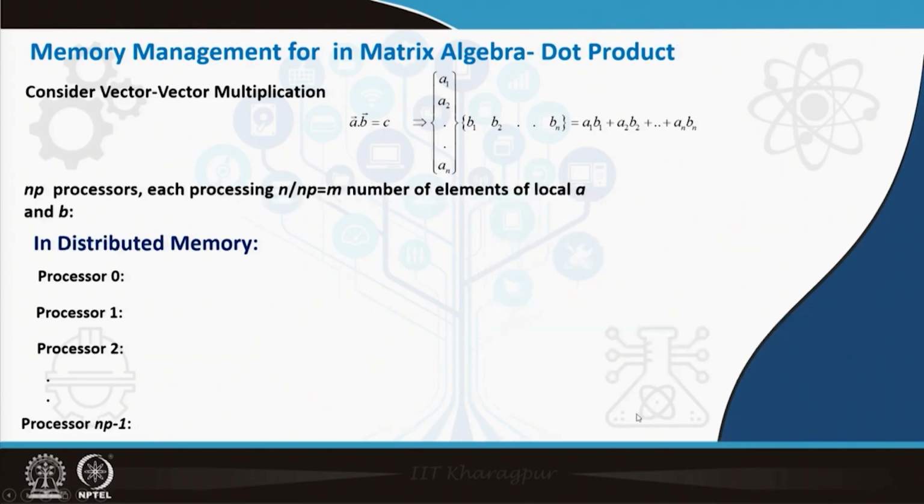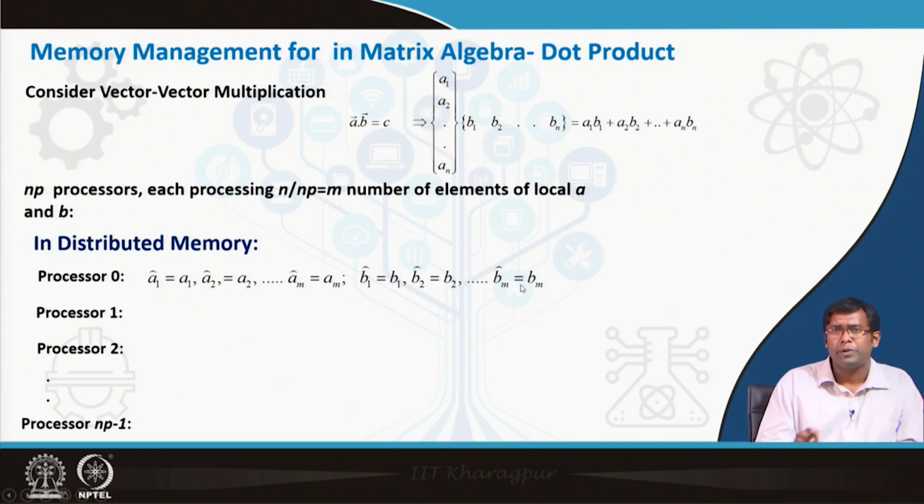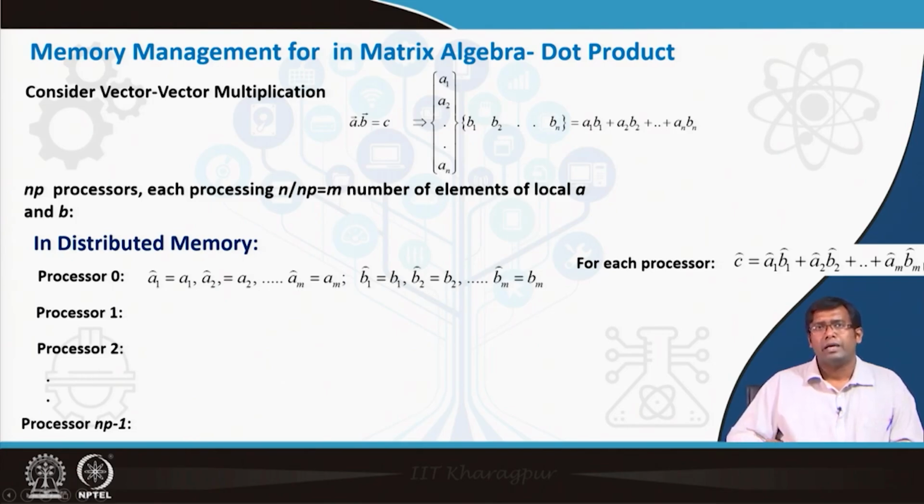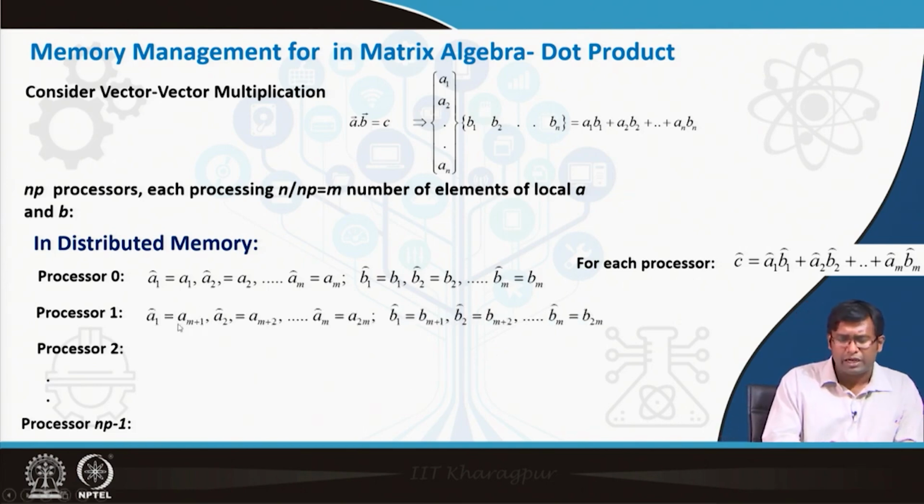Now, if we look into the distributed memory, it is the same: each processor is working on m number of elements. So, each has its local memory. The first processor has A1, A2 up to AM, B1, B2 up to BM on which it will work. It stores this as a part of local memory, A1 hat, A2 hat up to AM hat, B1 hat, B2 hat up to BM hat, and it operates: C hat is A1 hat B1 hat plus A2 hat B2 hat up to AM hat BM hat. What does the second processor, or processor 1, do? It is also working on local memory, A1 hat, B1 hat and so on, but it stores a different element of the main vector as the local memory.